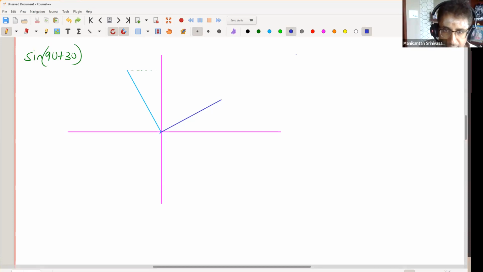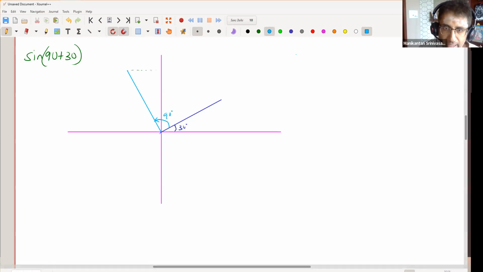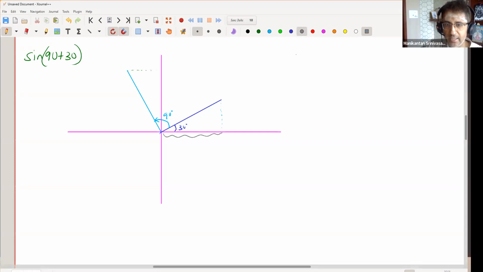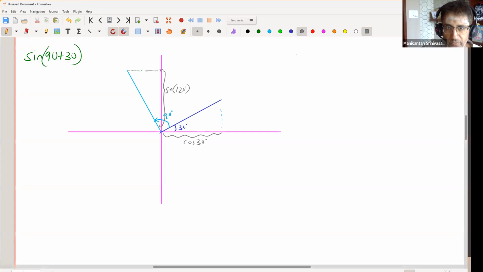I took that, so this is 30. I took that and rotated it further by 90. So this is 90 to make sine of 90 plus 30. But lengthwise, what I'm seeking here is, this is my cos 30, right? And this is my sine of 120, because sine 120 is the y projection. Y projection falls here. So which means sine of 90 plus theta is same as cos theta.